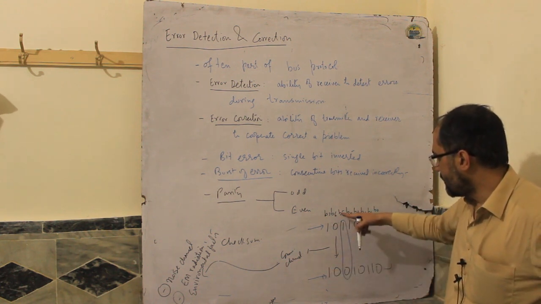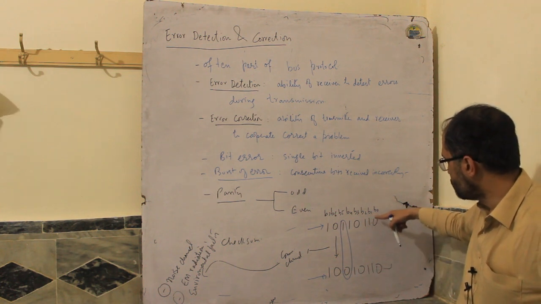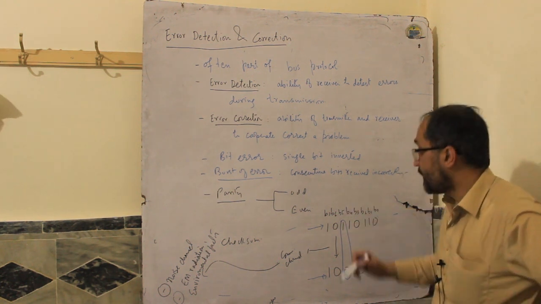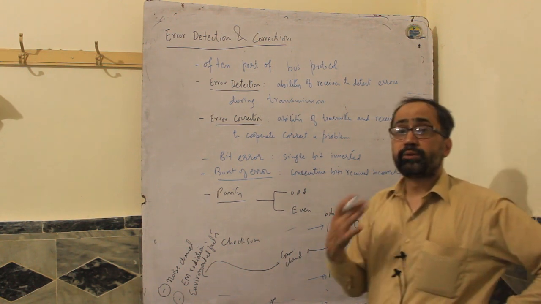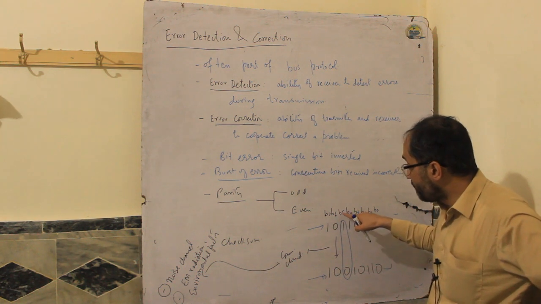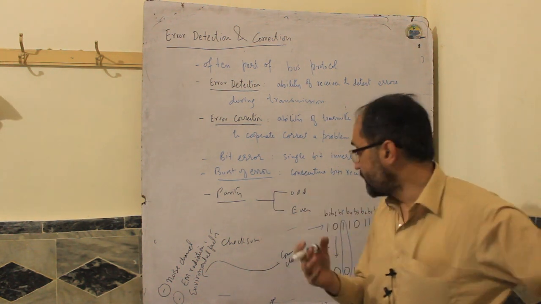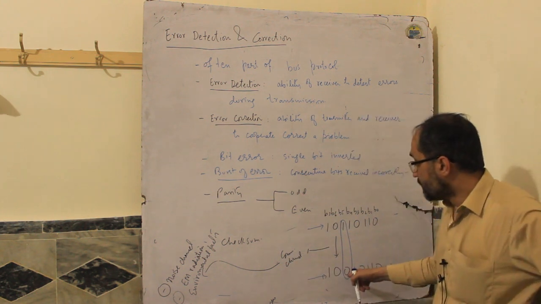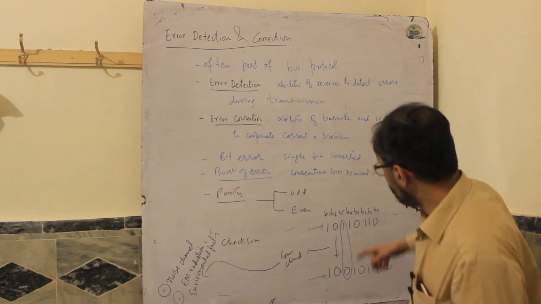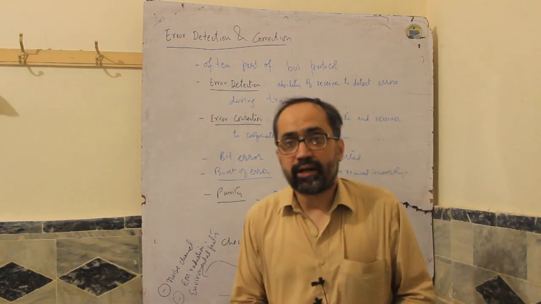B7 has been received correctly, B6 has been received correctly, B4, B3, B2, B1, and B0 have been received correctly. But there is an error in B5. The value of B5 was 1 when the transmitter sent it, but it has been received by the receiver as 0. So now there is an error in the data.